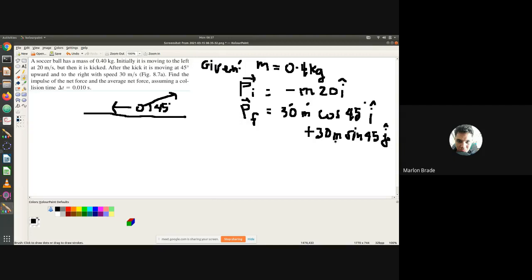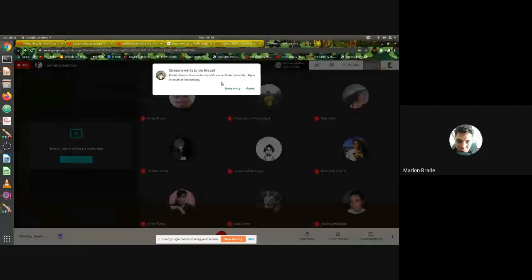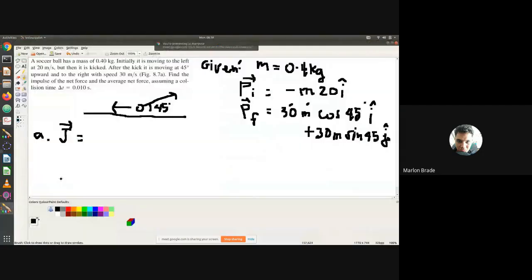Okay, so now the question is find the impulse of the net force and also the average net force assuming a collision time of delta t equals 0.01. So same as earlier, sa inyong buhaton ra gyud is kwaon ninyo ang component, isulat ninyo ang vector nga momentum, ang final og initial. Then we have this expression, so we will write now the impulse momentum theorem, which states that ang imong impulse is equal to P final minus P initial. Okay?